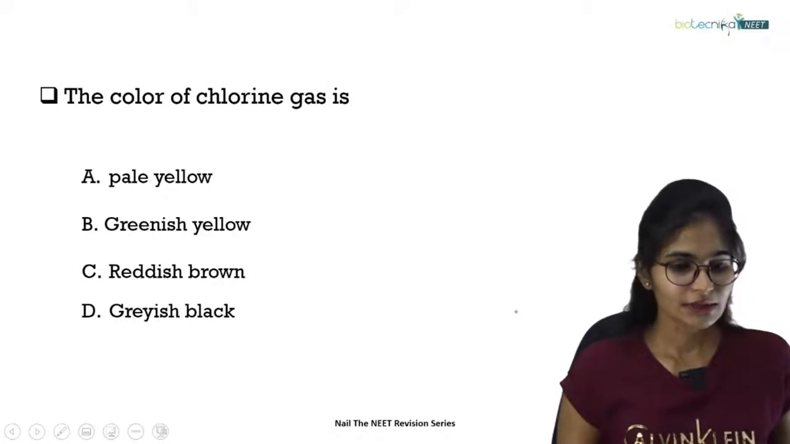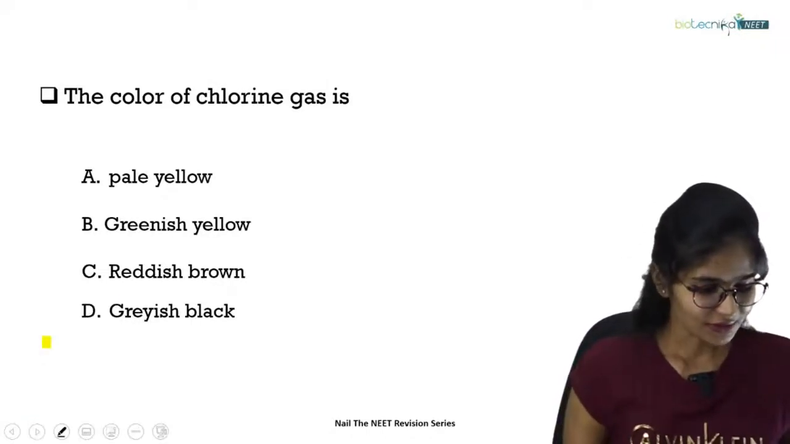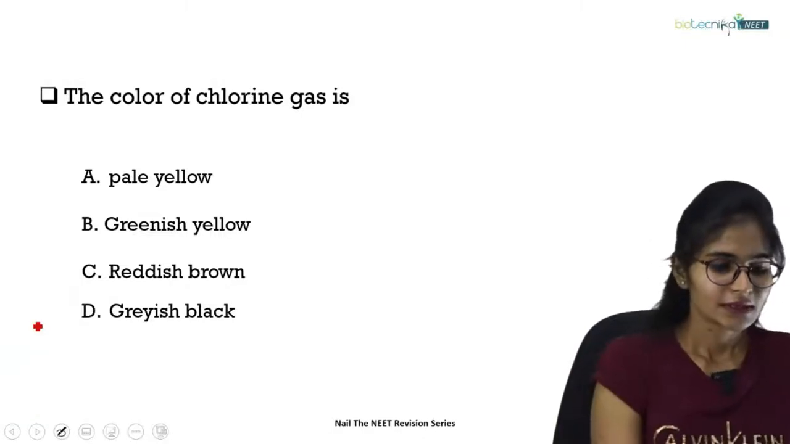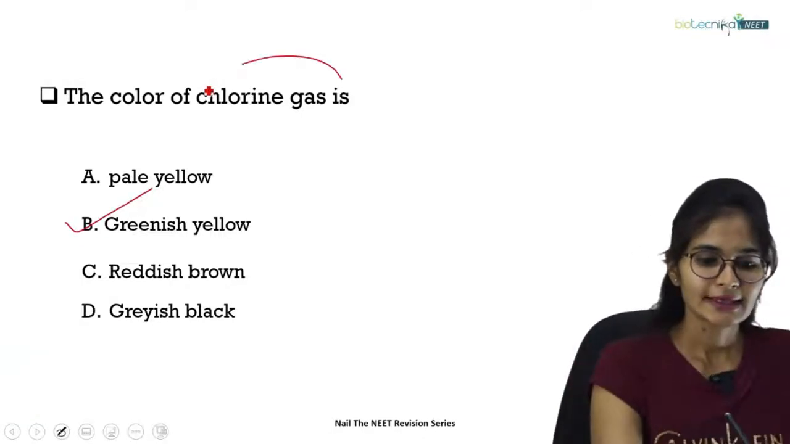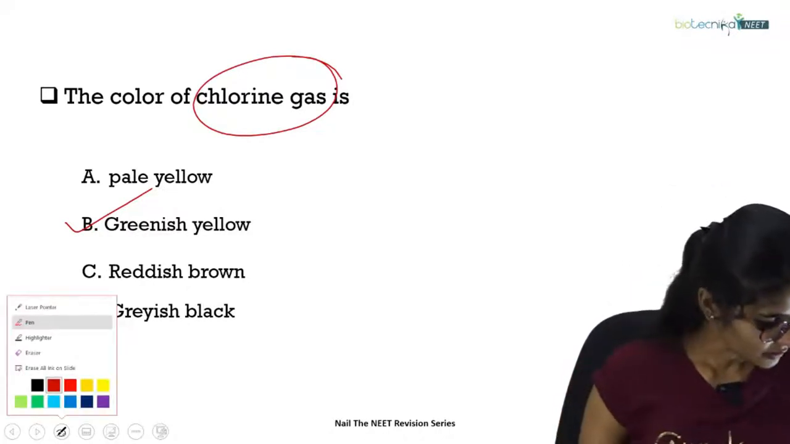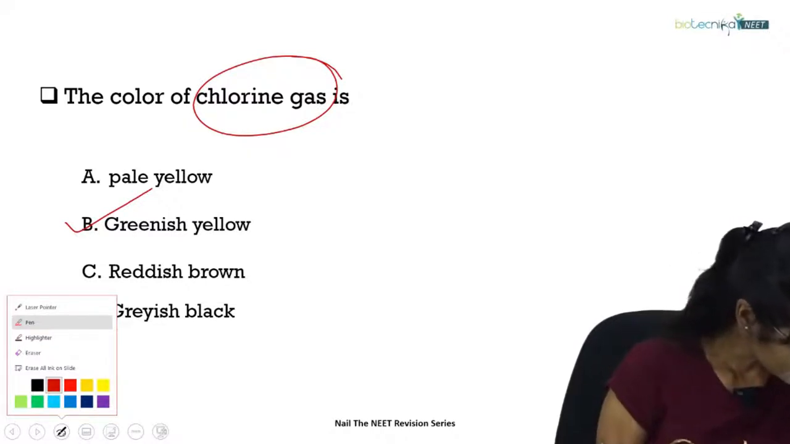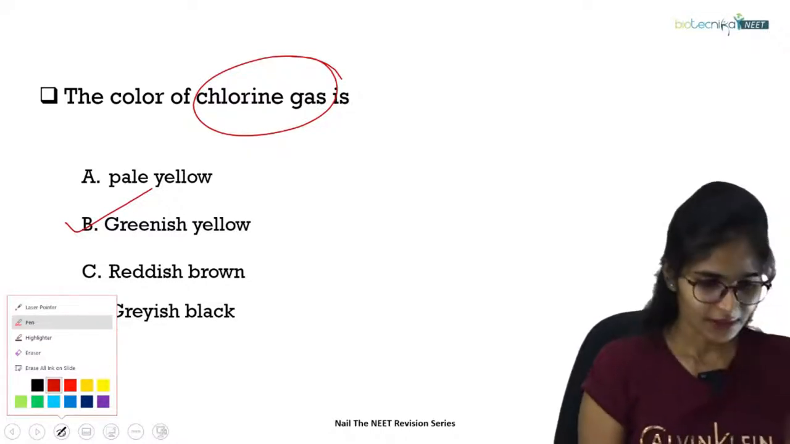And the next question: the color of chlorine gas. This is a direct question, where chlorine gas exhibits a greenish yellow color. These are the repeated questions. Someone has answered it as B. Yeah, greenish yellow.